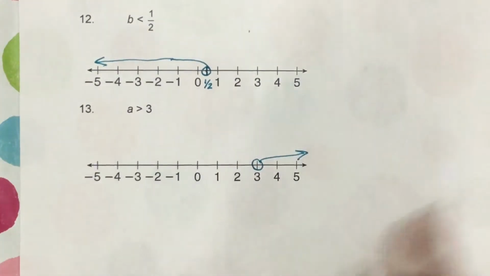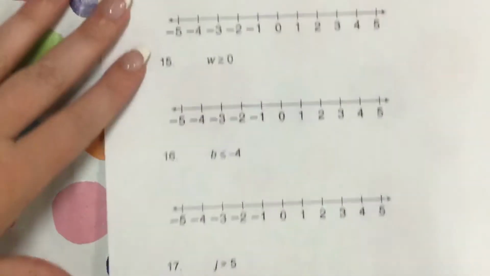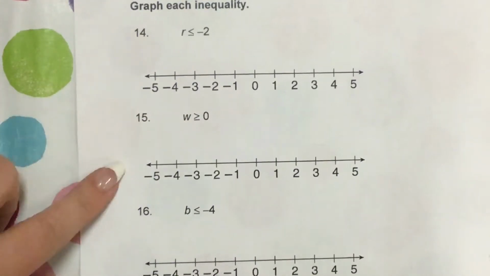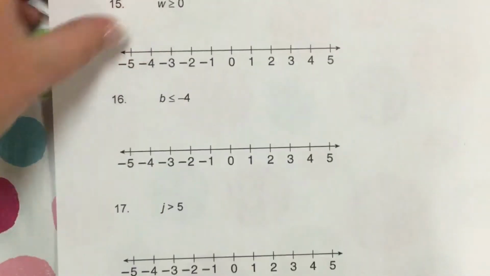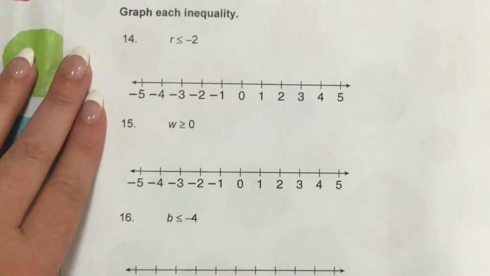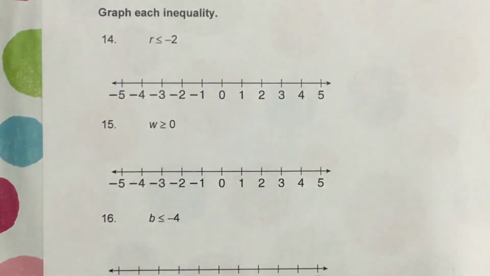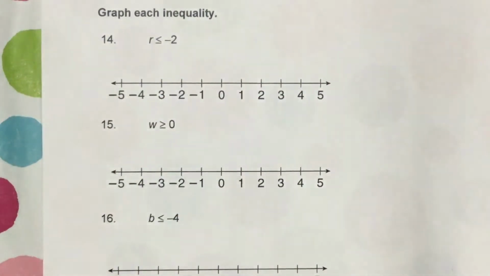Okay, I want you to practice this some more. So I want you to continue on with problems, you're just going to graph each inequality, 14, 15, 16, and 17. Okay, so go ahead and do 14 through 17. So go ahead and press pause, and when you get through 17, go ahead and press play, and we'll talk about how you did. All right, see you in a bit.